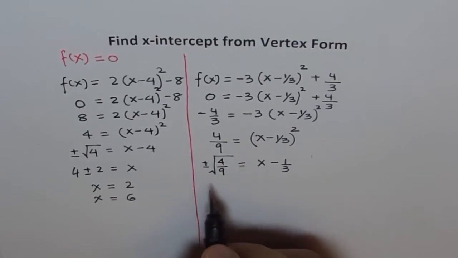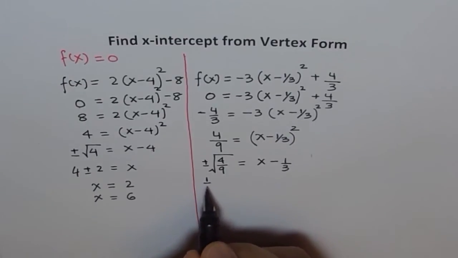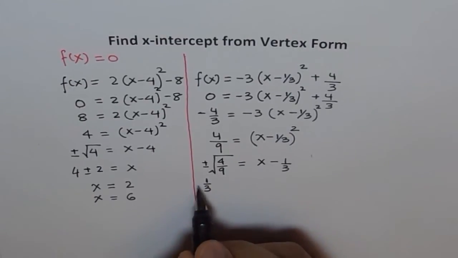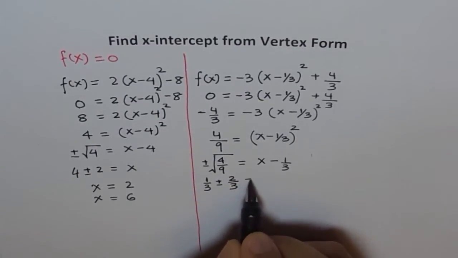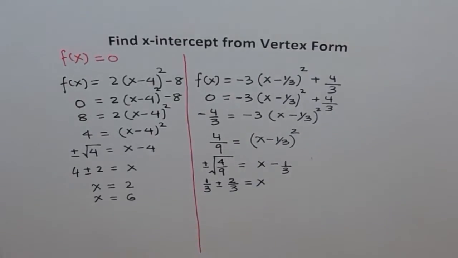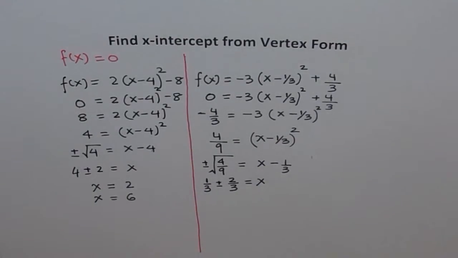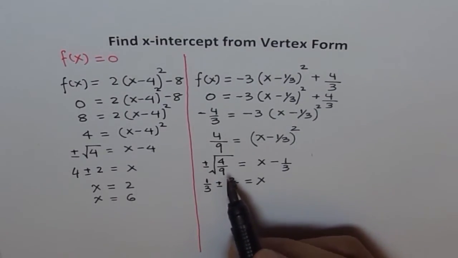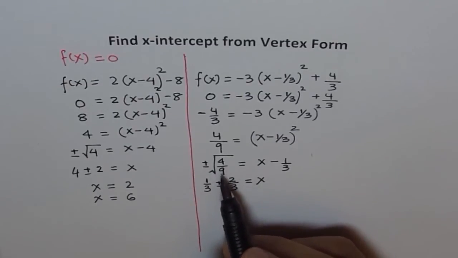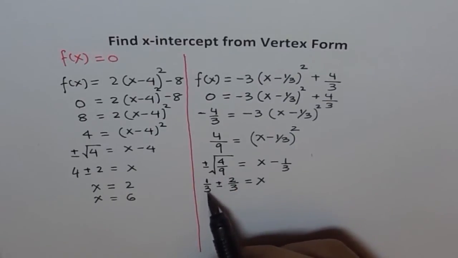So I'll bring 1 over 3 to this side, and because this was minus, it becomes plus: 1 over 3 plus or minus 2 over 3 equals x. Is that okay? So we get 2 x-intercepts here because the square root term was positive. If this square root turns out to be negative, then we don't have any real root. So this is a very critical point. There are a lot of possibilities here. It could be 0. If it is 0 by any chance, in that case you'll have only one root, correct?